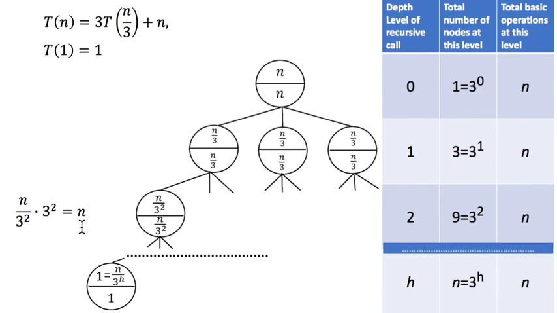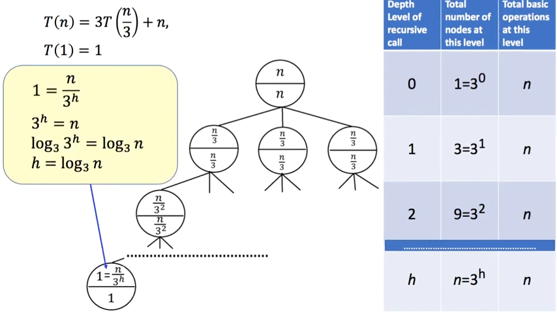The same pattern can be applied to the last level. At level h, we will have n total basic operations. Because there are n nodes, and when the input is 1, we have only one basic operation, then n times 1 is also n. So what is the running time of the algorithm?